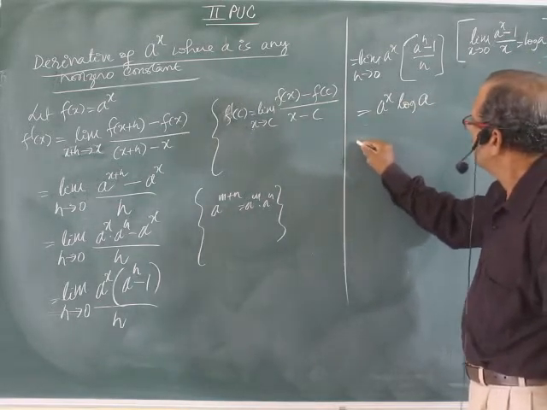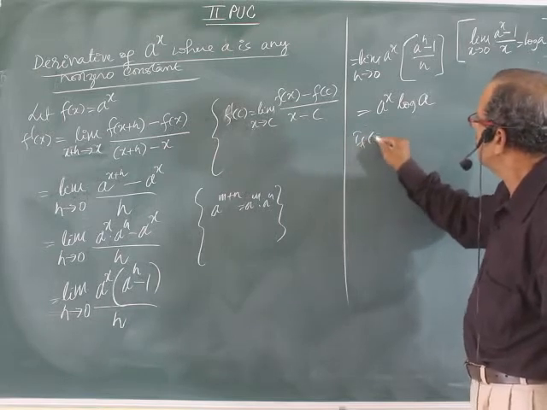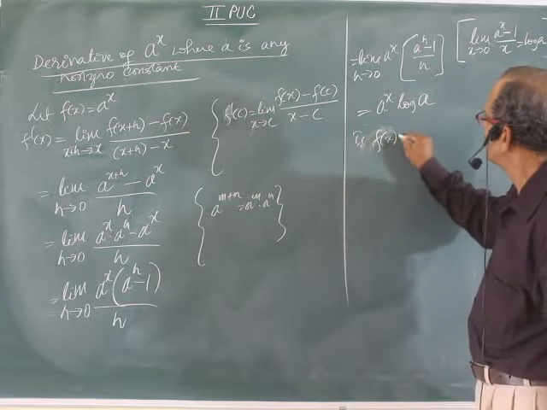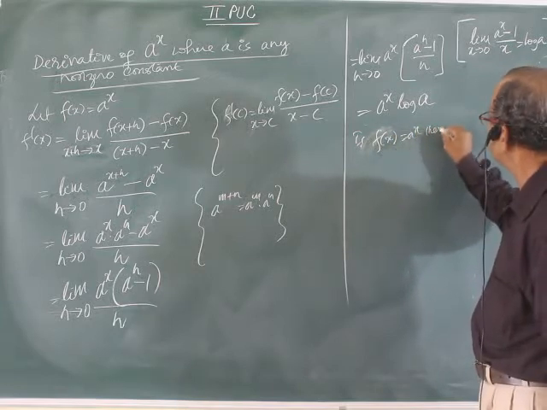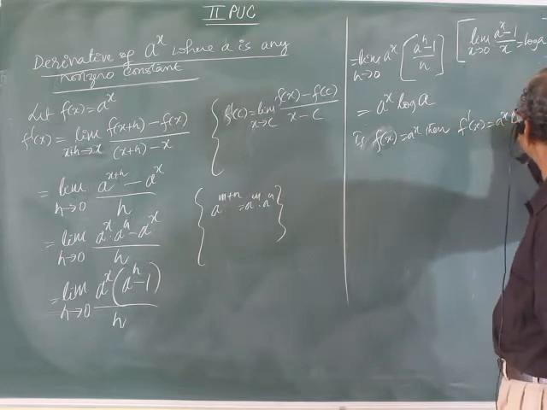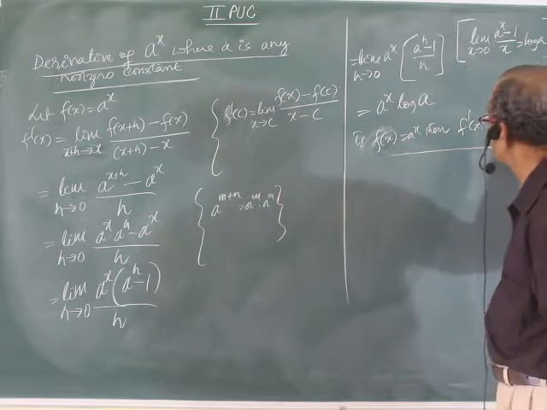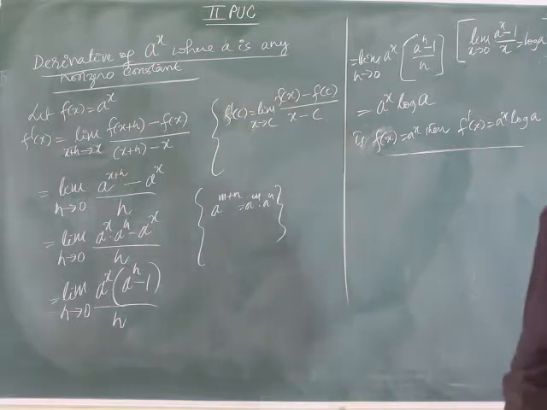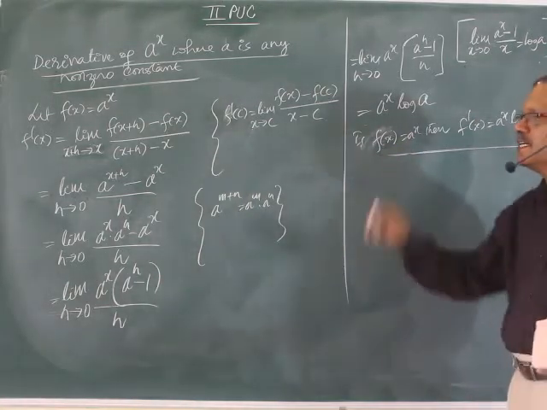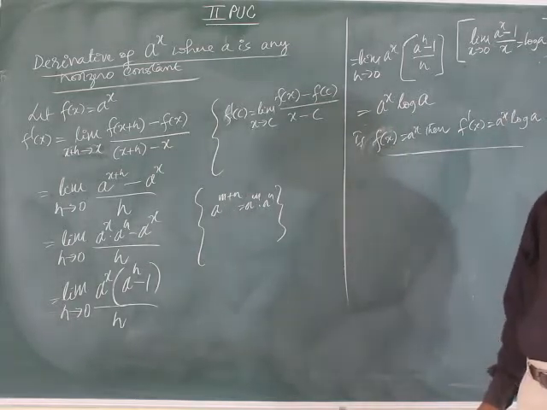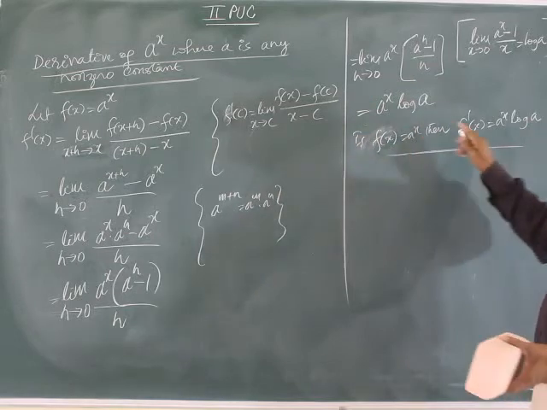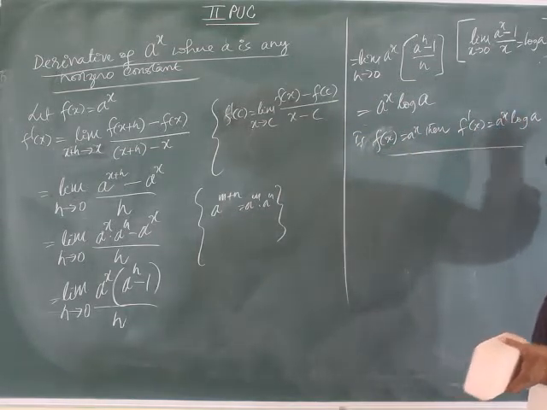Or if f of x equals a to the power x, then f dash of x equals a to the power x log a. Remember this. e to the power x derivative is e to the power x itself. But instead of e, if you take any other constant a, the derivative will be a to the power x into log a.